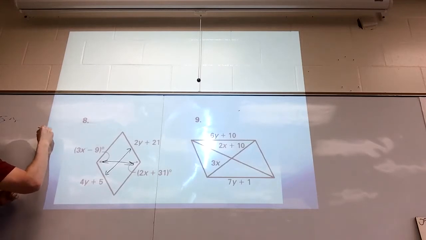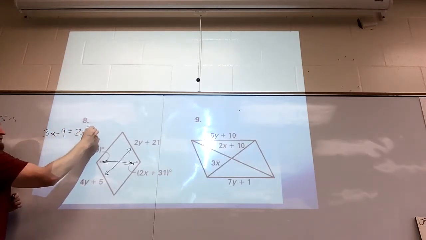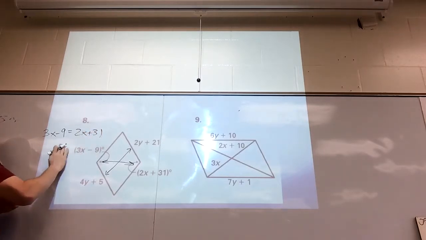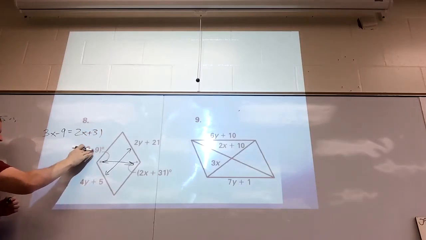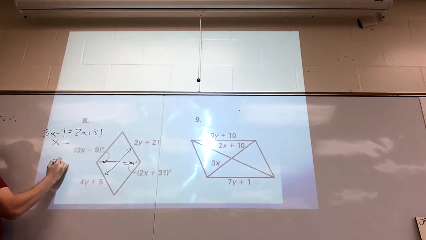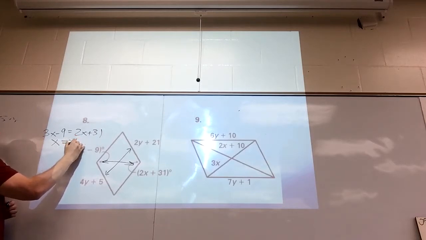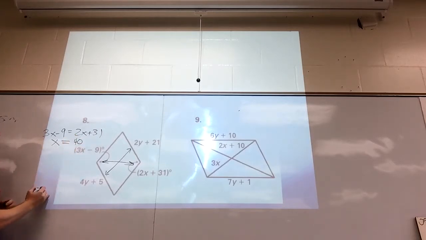So this should be 3x minus 9 equals 2x plus 31. These aren't designed to be extremely hard, guys. The actual arithmetic part isn't that difficult. So that should give me x equals how much? It's 31 plus 9. 40. So x equals 40.